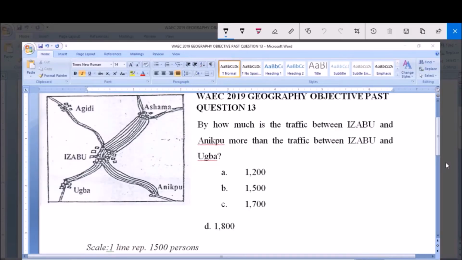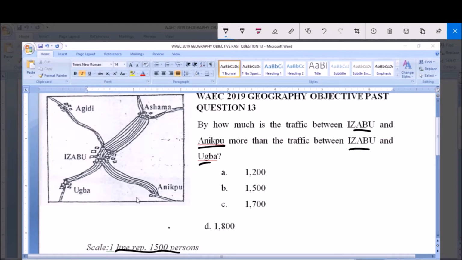Hello, I'm going to be answering WAEC 2019 Geography Objective Past Question 13. By how much is the traffic between Izabu and Anipu more than the traffic between Izabu and Uba? A. 1,200, B. 1,500, C. 1,700, D. 1,800. Now remember that our scale is one line represents 1,500 persons.